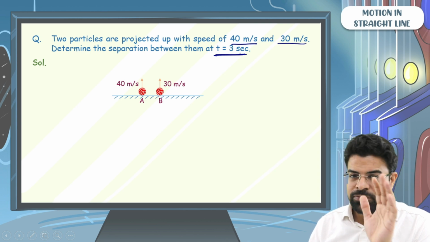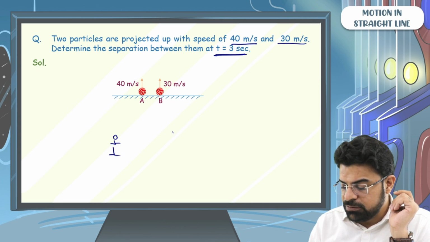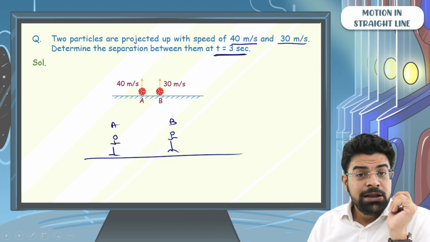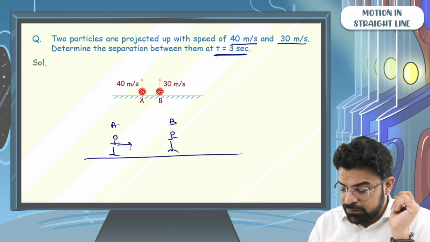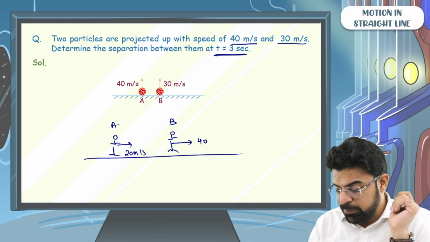No idea? Let's do it this way. I ask you a different question. There are two friends on a road, friend A and friend B. Friend A goes towards right with a speed of 20 meter per second. Friend B goes towards right with a speed of 40 meter per second.